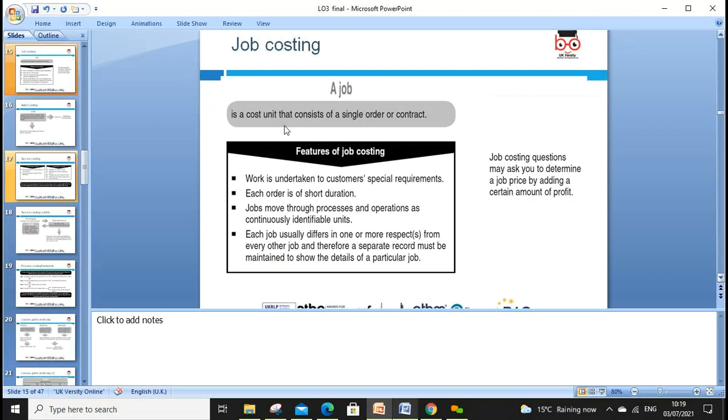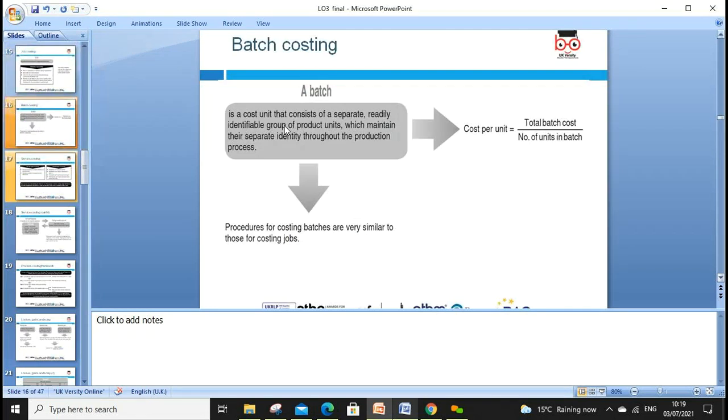Okay, then we have batch costing. We can see how many batches we are buying, what the total units in it are, and what the cost per unit of the batch will be. So we can make the decision on what price we will charge based on the costing.